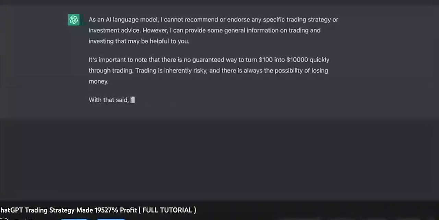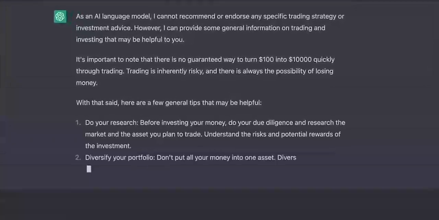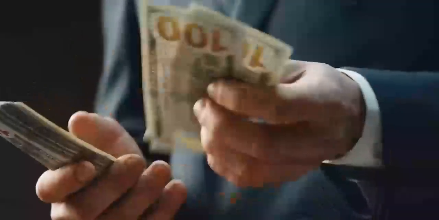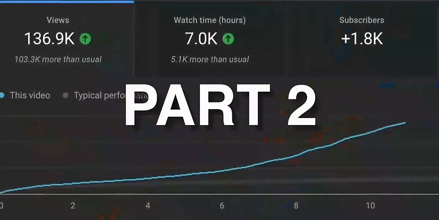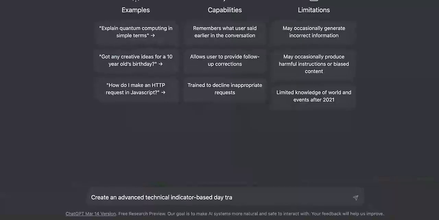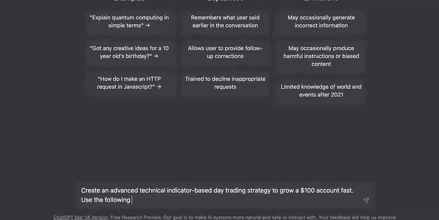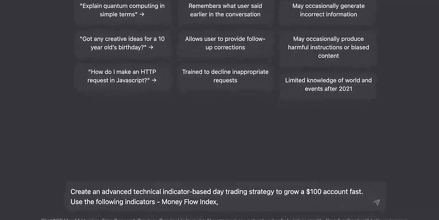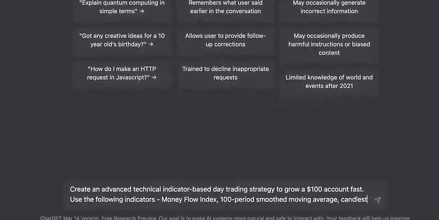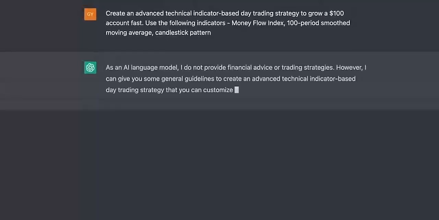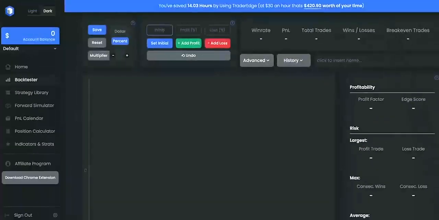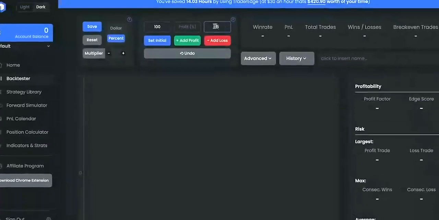In my previous video, I asked ChatGPT to give me a simple trading strategy to turn $100 into $10,000 as quickly as possible. A lot of you guys showed massive interest in that video, so I decided to make part 2. This time, I will ask ChatGPT to create an advanced trading strategy with the same goal, to grow a small trading account fast. The indicators I'm going to be using for this strategy are the money flow index, a 100-period SMA, and a candlestick pattern. I will also test the strategy 100 times and show the results at the end of the video.